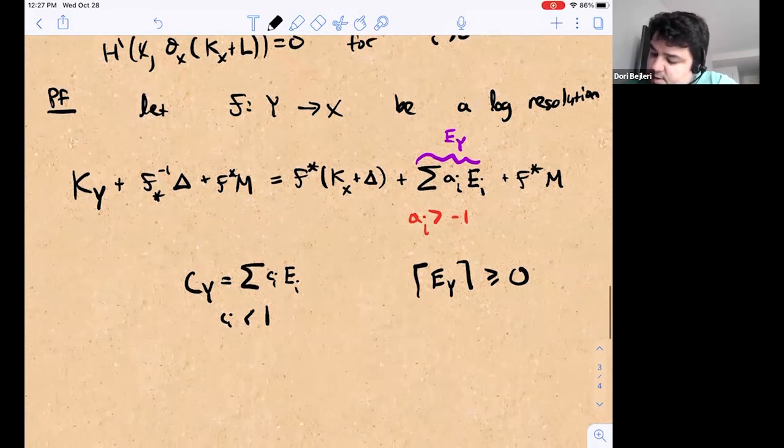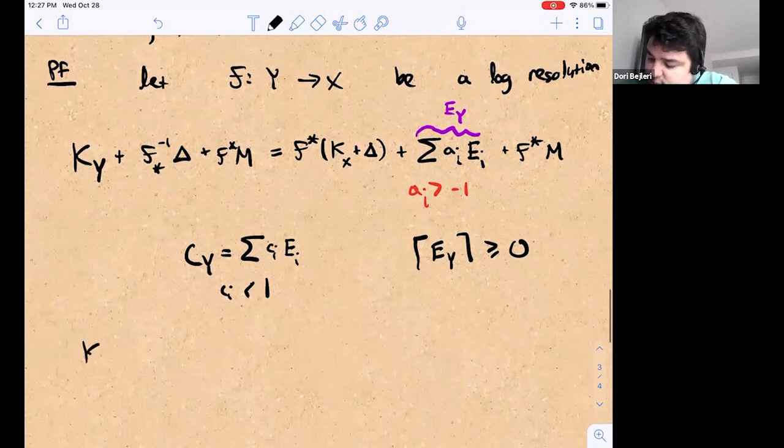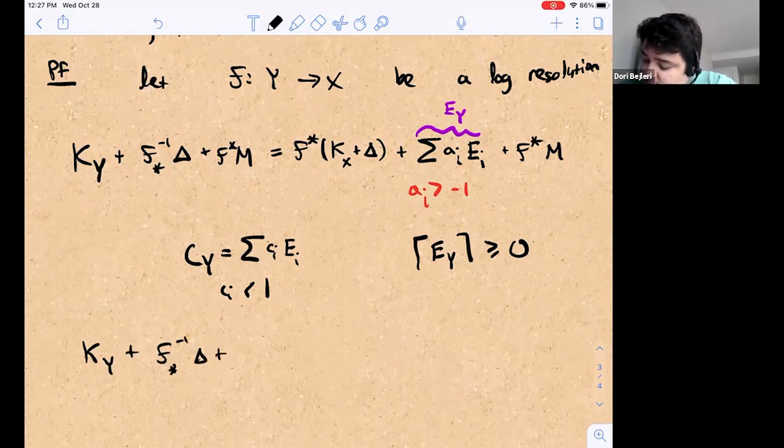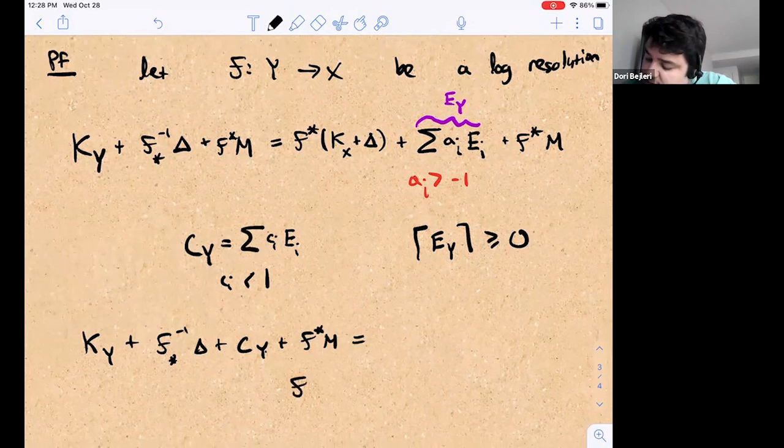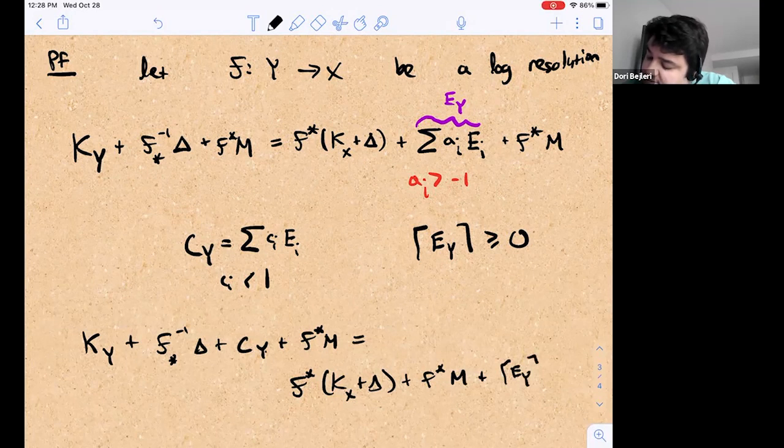And so now we get K_Y plus f^{-1}_* delta plus C_Y plus f^*M is equivalent to f^*(K_X plus delta) plus f^*M plus this roundup, which is effective and exceptional.